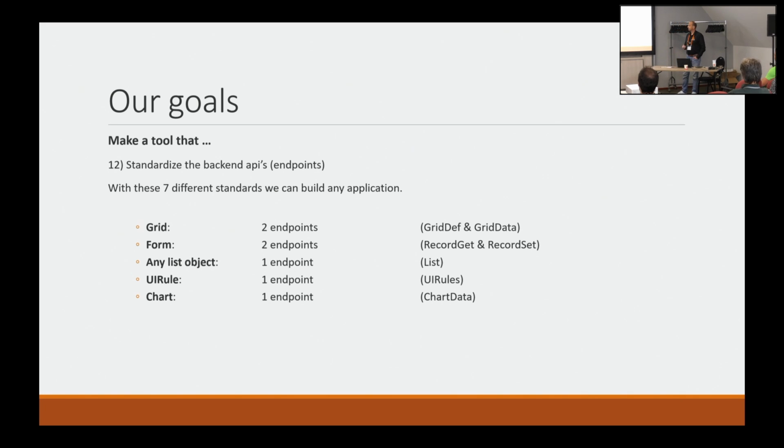The grid, for example, has 2 endpoints, which is the grid def and grid data. The def is to build the grid dynamically with all its columns, all its properties, which you can do from the backend, obviously. And the grid data is to populate your grid with data.